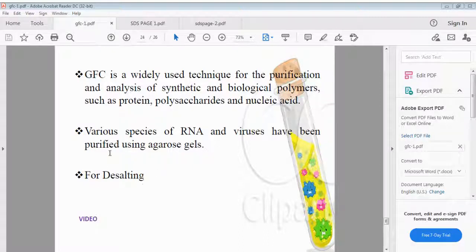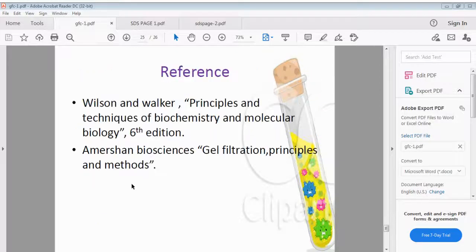A very good technique for desalting of the proteins. Okay, so these are the things you can use for reference. I am sending you Wilson and Walker, you will already have it. Okay, and I'll send you the PDF of Gel Filtration Principles and Methods by Amersham Biosciences. You can refer to them. Okay, now you can watch a video of gel filtration chromatography.